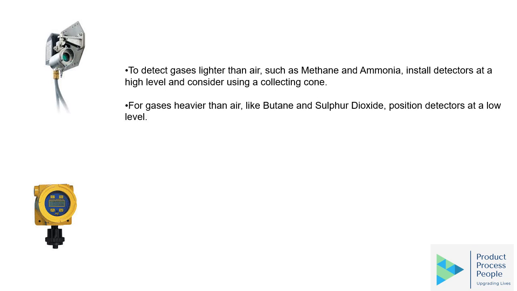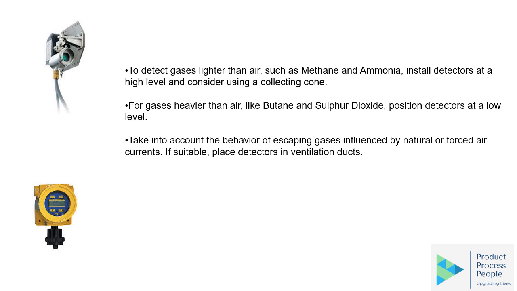Next, if the gases are heavier than air, like butane and sulfur dioxide, the gases will be going downwards, right? After it gets leaked from the leakage point, because they are heavier than air, the detector should be placed at a lower level from the point of leakage.